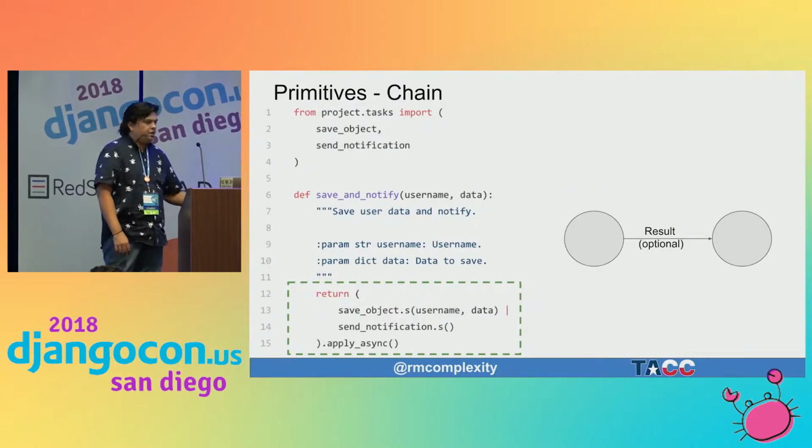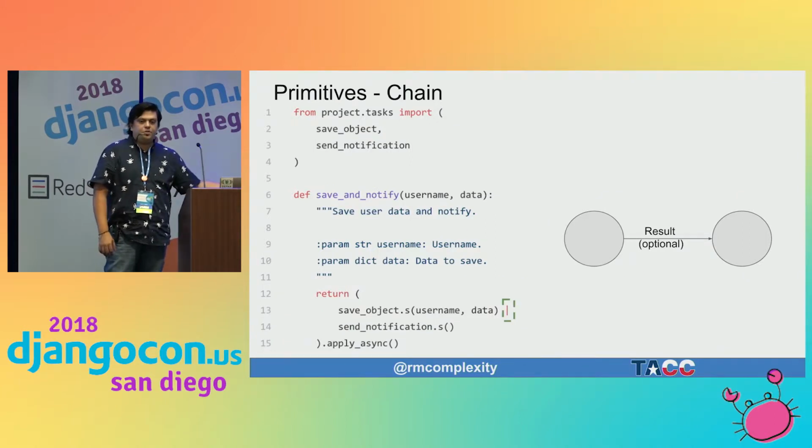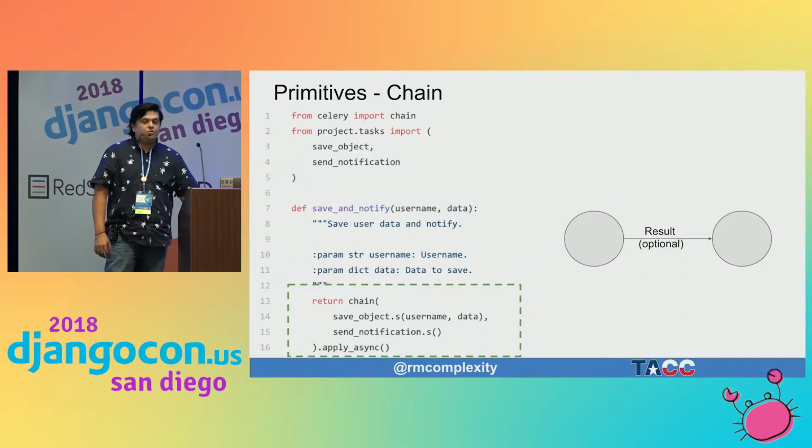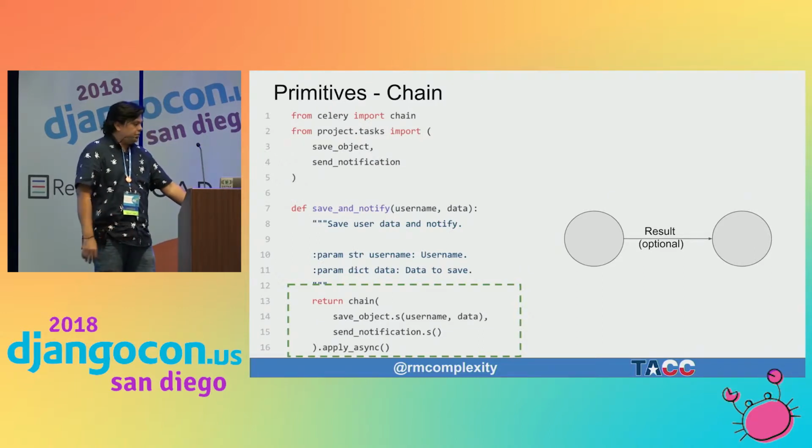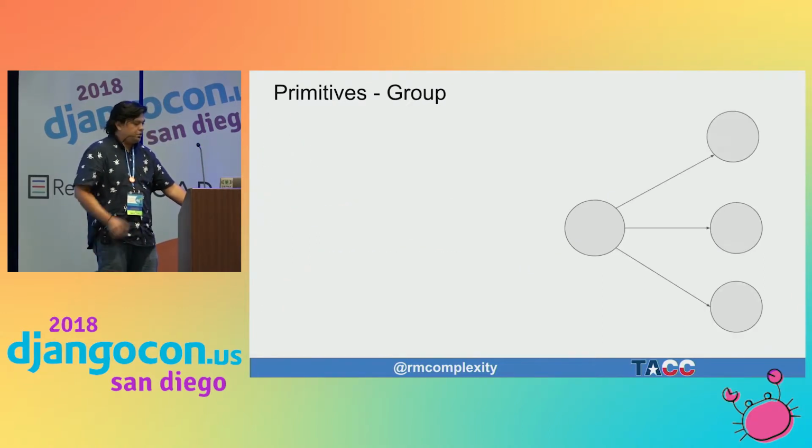And this is the way that we can actually define a chain. As we can see here, it might be a little bit difficult to see at first, but what we're using here is the pipe operator. Or we can also just use the actual chain function that we can import from Celery.